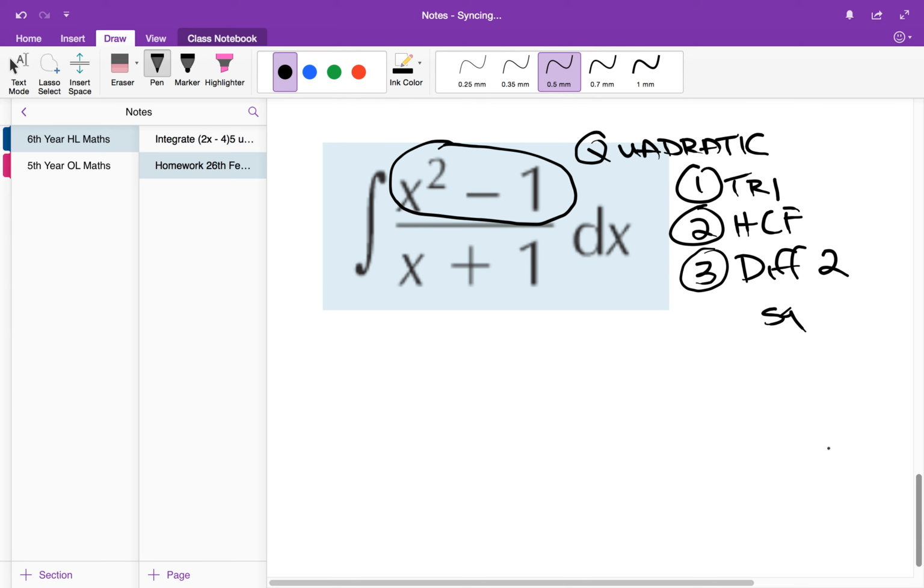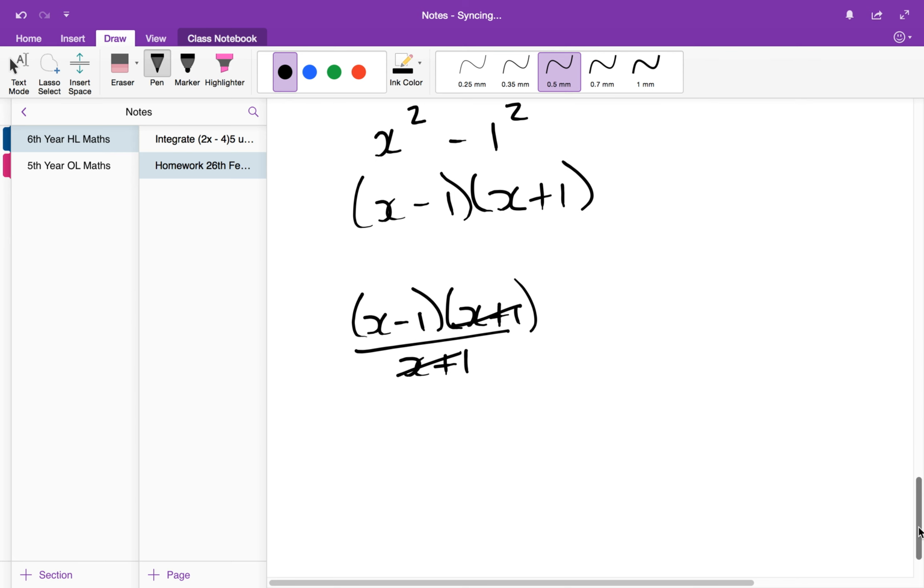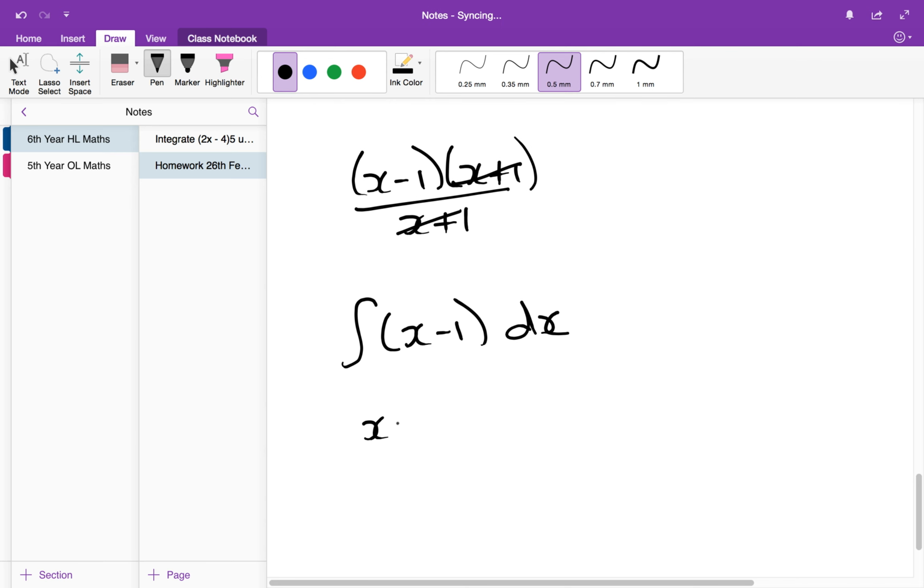So I can rewrite 1 as 1 squared, and then the difference of 2 squares says first minus second, first plus second. So x minus 1, x plus 1 is what the top line becomes. So we have x minus 1, x plus 1, all over the bottom line, which is x plus 1. So that will cancel out. So you're just integrating x minus 1 with respect to x. So that's x squared over 2 minus 1x plus c. And that's the answer to the last one.